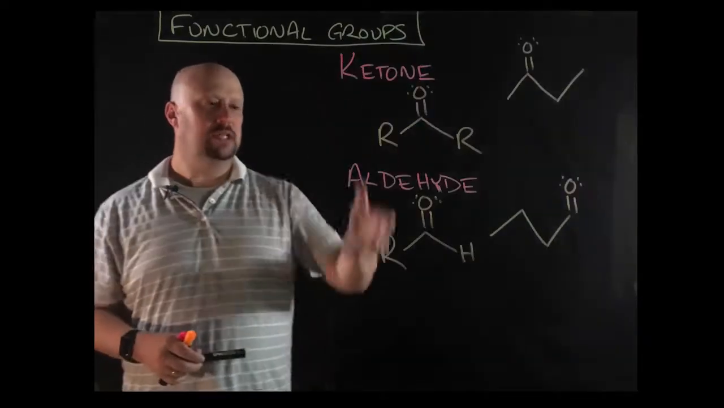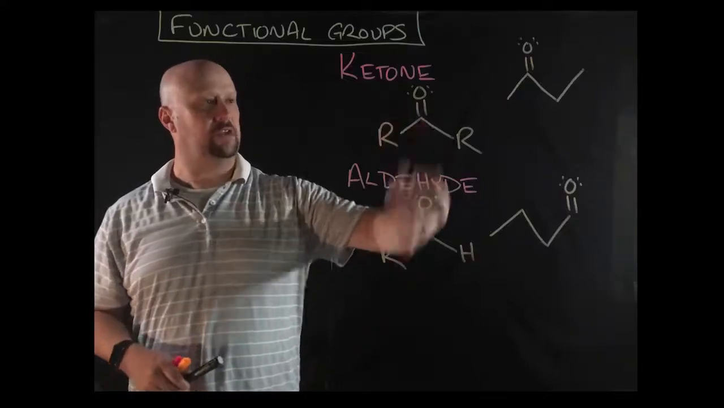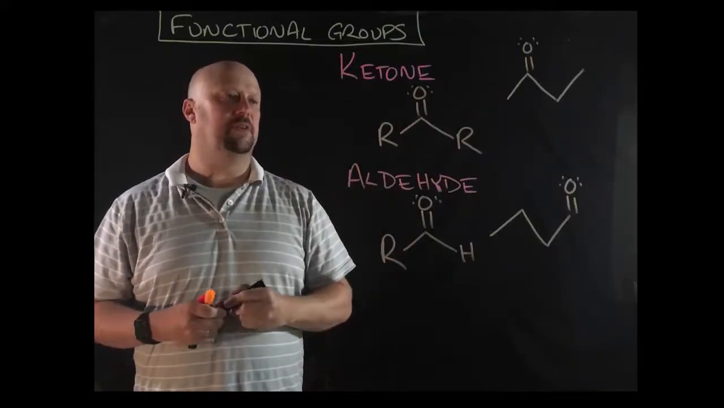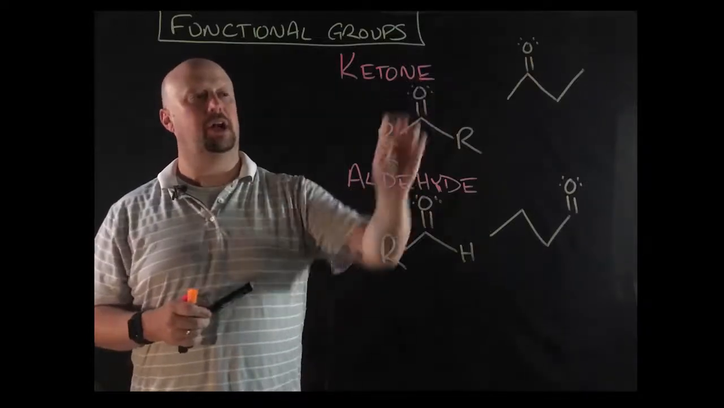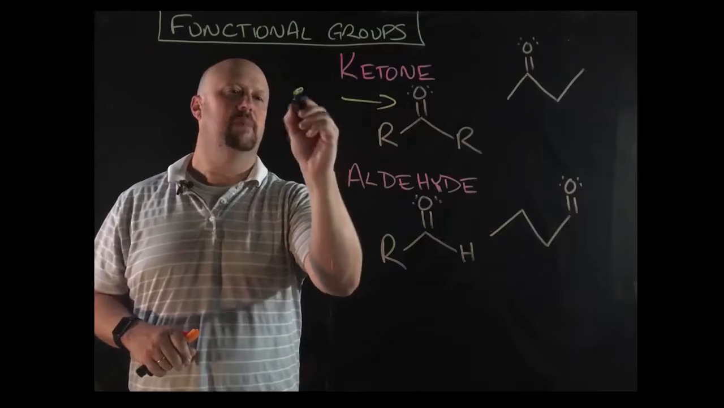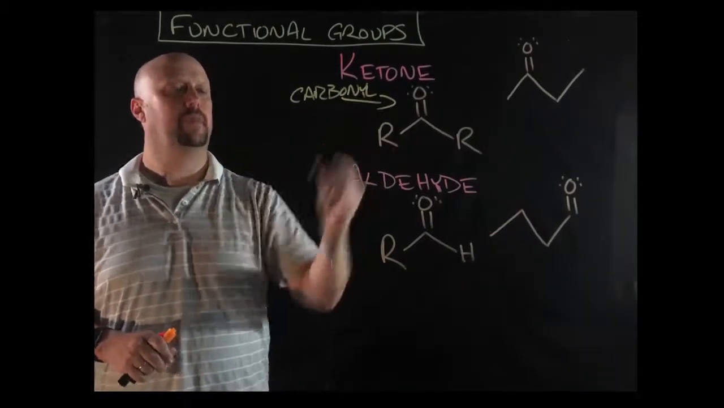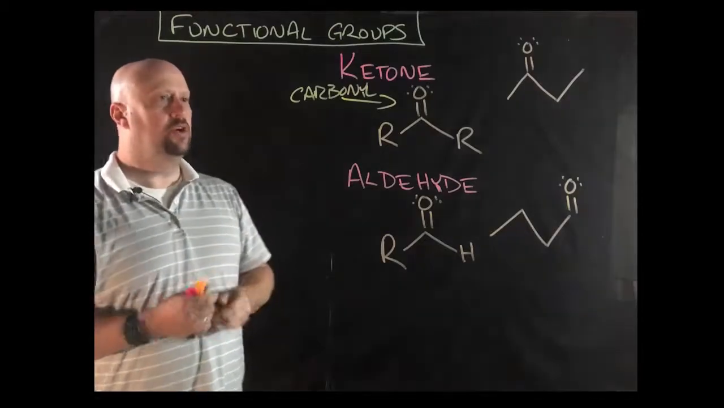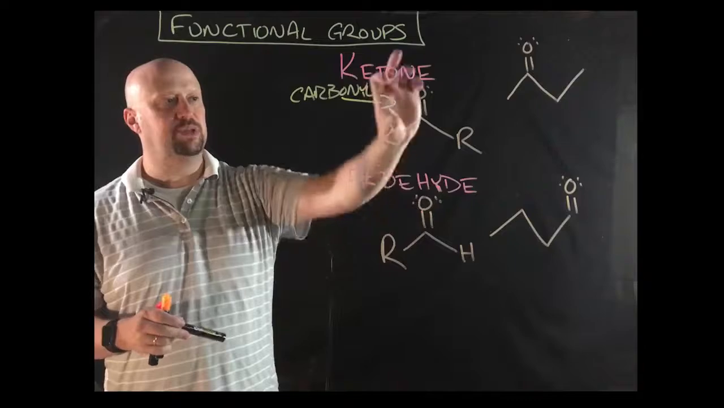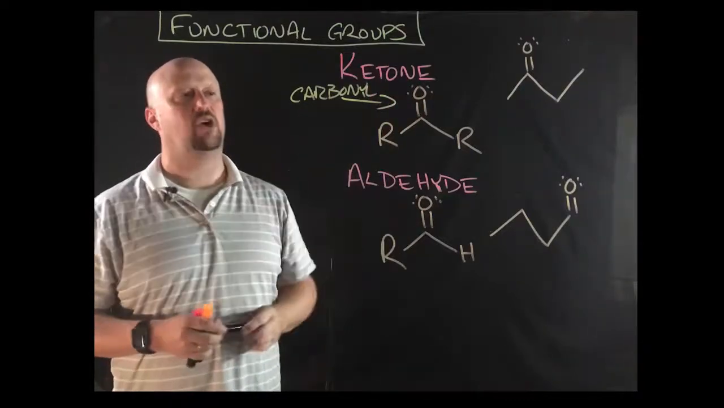All right, so ketones and aldehydes are our next two. Ketones and aldehydes are related. If you're looking at them, it looks like the same thing there. Well, it's a little bit different. This double bonded oxygen, an oxygen double bonded to a carbon, has a specific name. That is a carbonyl group, okay? And that carbonyl group is what makes something a ketone or an aldehyde. The difference between a ketone and an aldehyde is where that carbonyl group is.